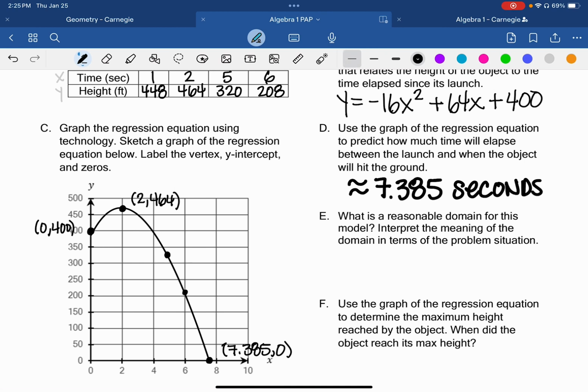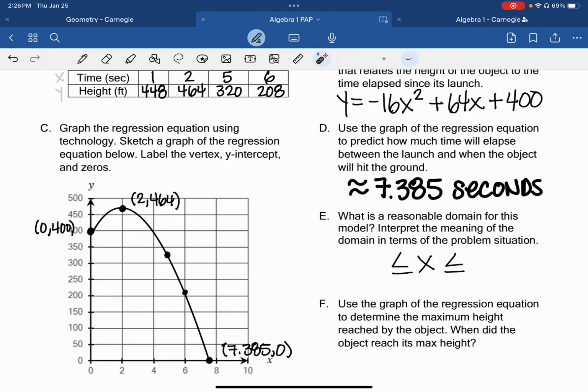What is a reasonable domain for this model? Remember, once again, this model does not have an X or a Y. It doesn't have arrows, so it's not going to be all real numbers. So I'm going to go ahead and say less than or equal to x, less than or equal to.